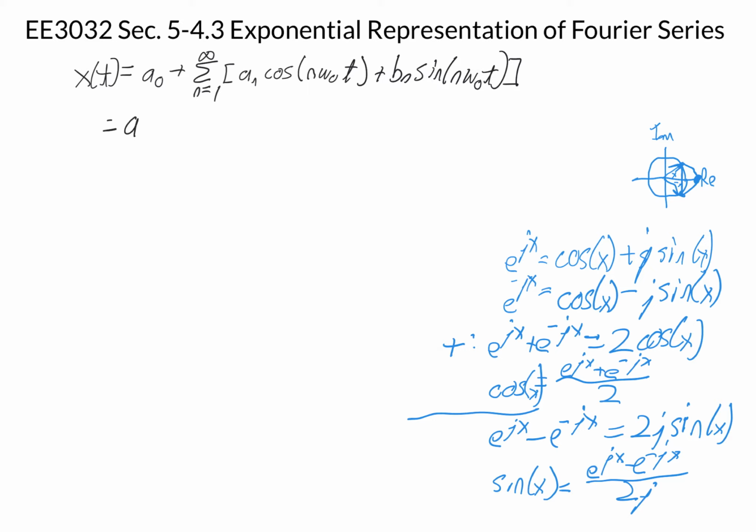So I'll still have an A0 term, and then I'll have my summation from n is 1 to infinity, a of n, and I have cosine of x. So I have the cosine is this sum of complex exponentials over 2. So I'll do the over 2 right there. And the cosine is e to the jx, where x is the argument, so e to the j n omega naught t, plus e to the minus jx.